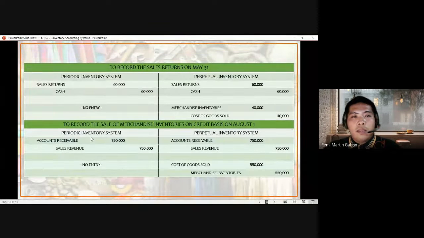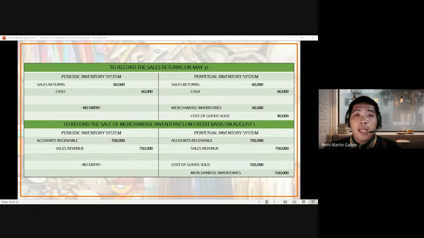Both periodic and perpetual will have a debit to accounts receivable and credit sales revenue. Because it is credit sale, we debit accounts receivable instead of cash. Okay, our amount would be the selling price. Then in addition to perpetual inventory system, we have a debit to cost of goods sold and credit merchandise inventories.